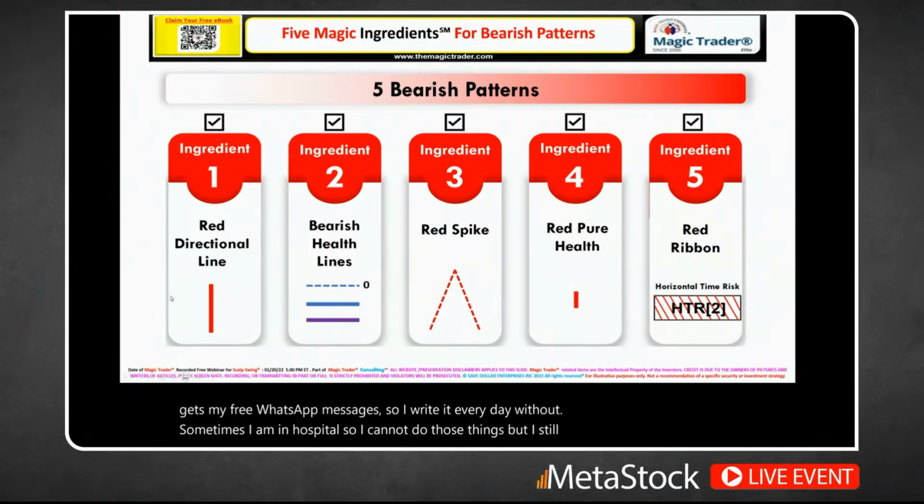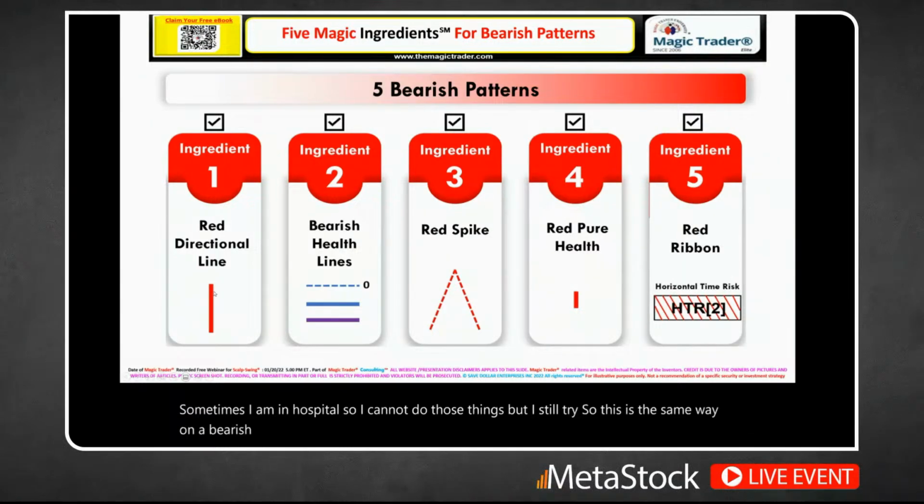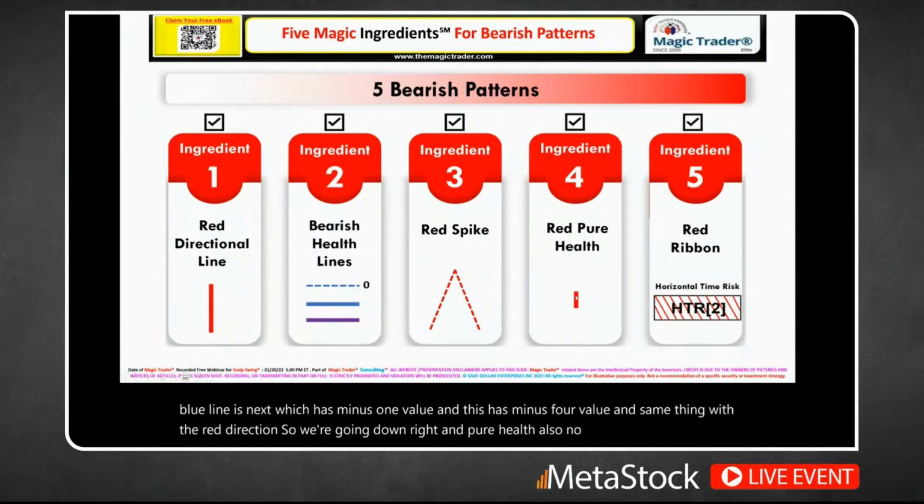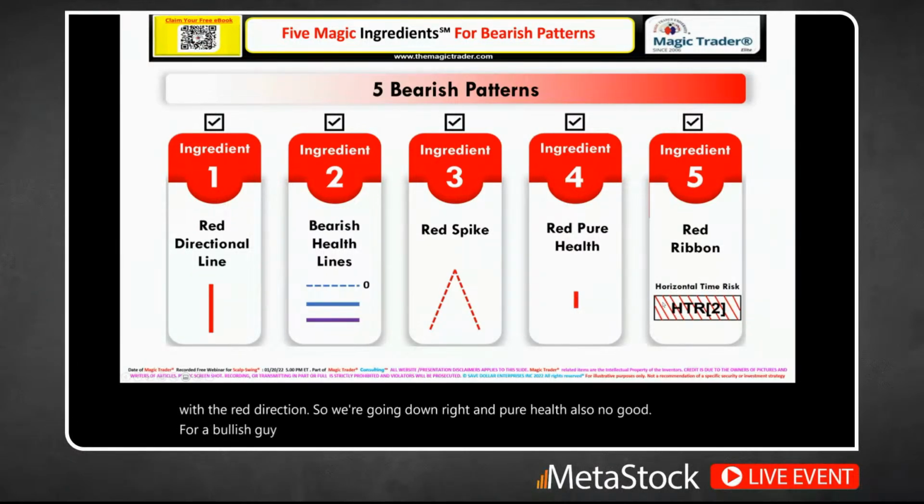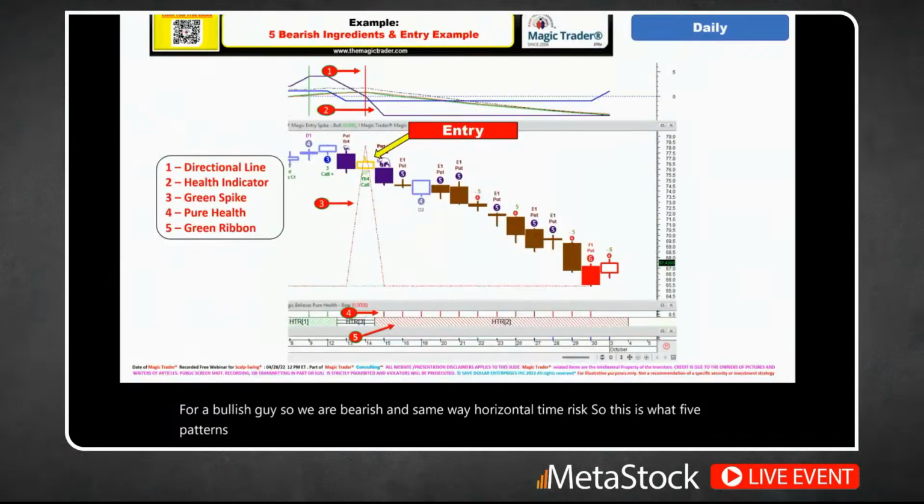So this is the same way on the bearish side. Vertical line is going down. This is going down. So 0 is on top of this. Blue line is next, which has a -1 value, and this has a -4 value. And same thing with the red direction. So we're going down, right? And pure health also no good for a bullish guy. So we are bearish. And same way, horizontal time risk. So these are the 5 patterns I pay attention to, because that's the basis of this software.